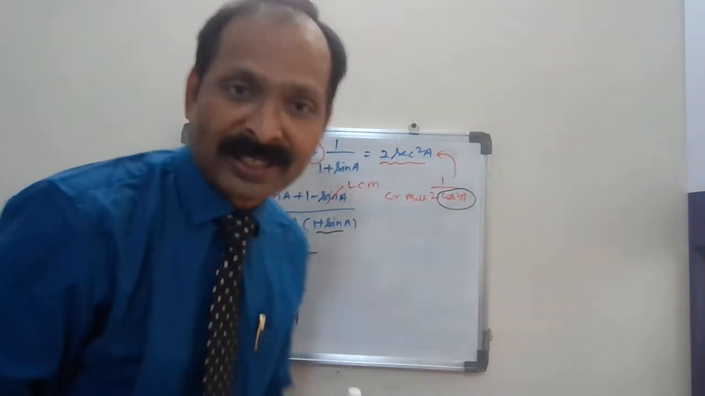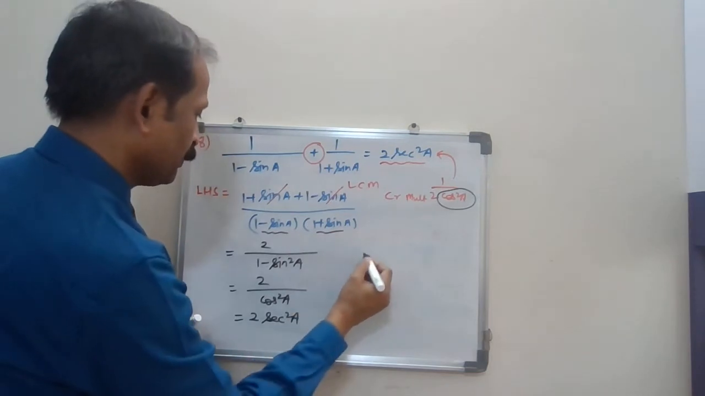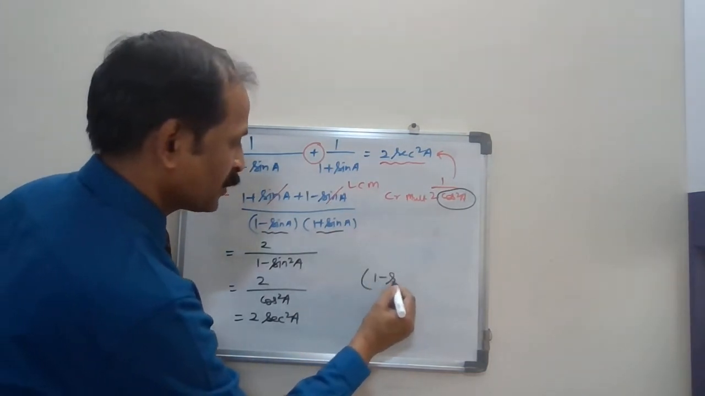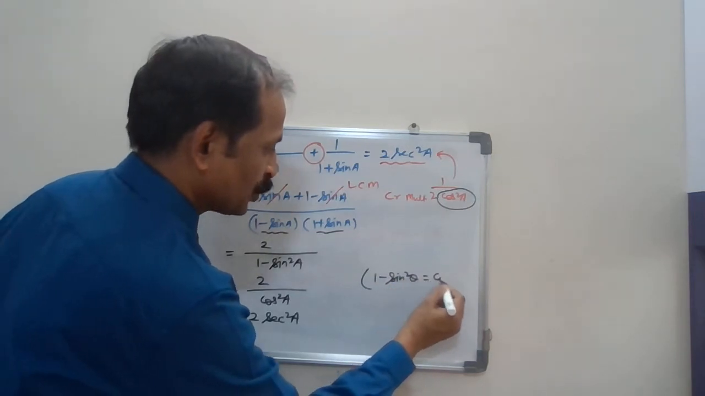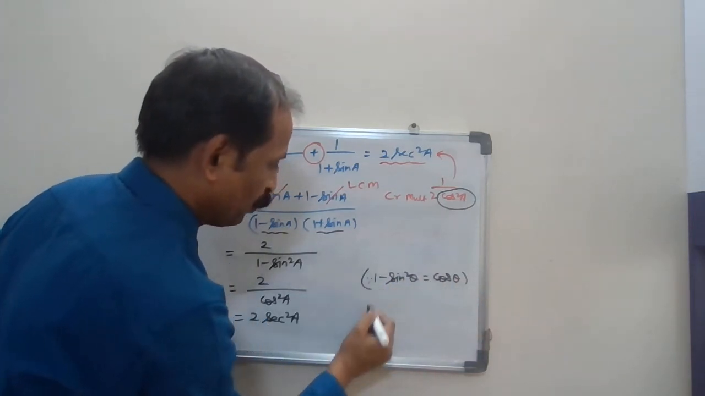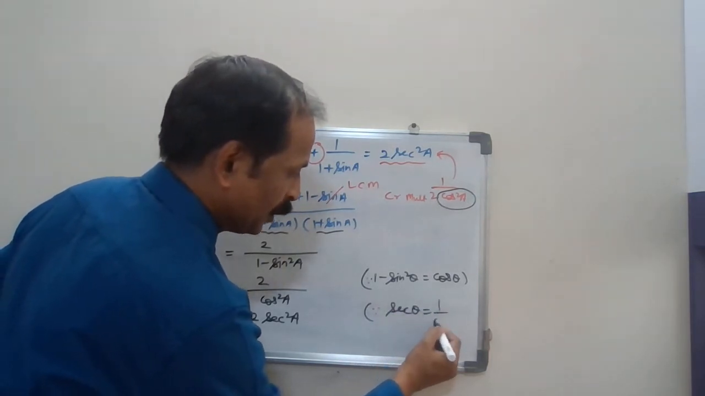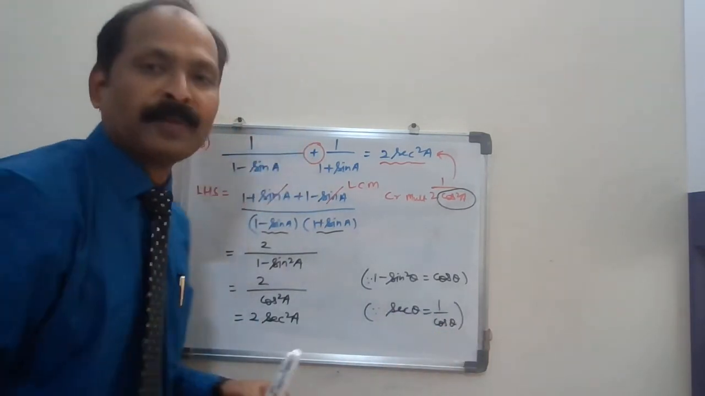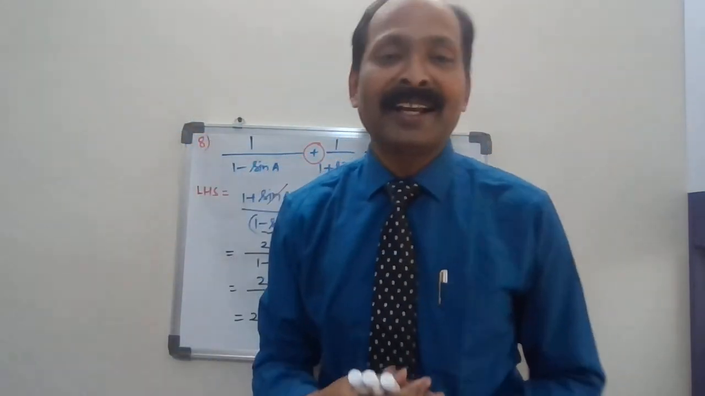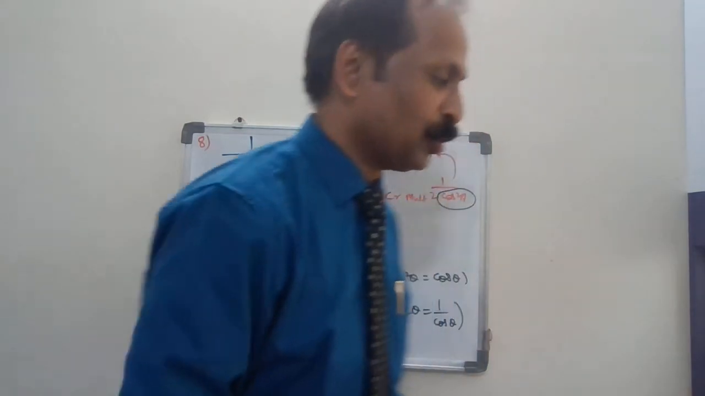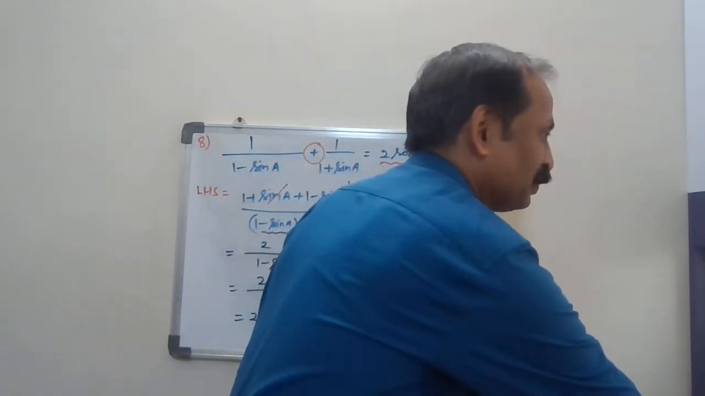So you have to write two reasons. Which are the two reasons? One is here, that 1 minus sine square theta is cos square theta. And one more you have used, that sec theta is 1 upon cos theta. So again and again I'm telling you, don't skip these reasons. I'll take one or two more sums and then I'll stop.